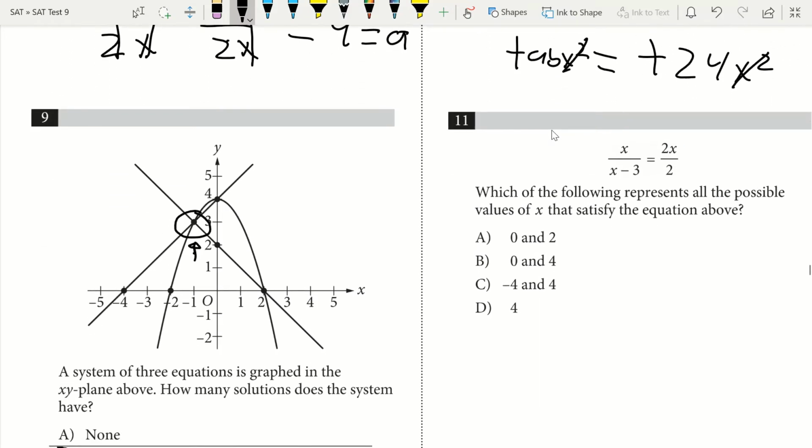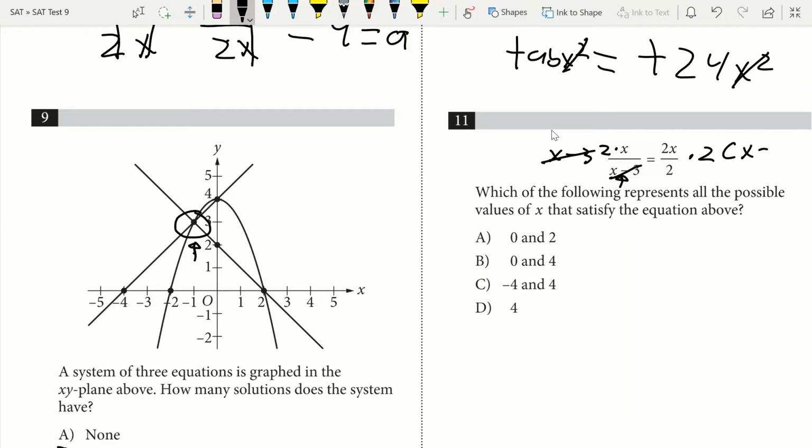Question 11. Which of the following represents all the possible values of x that satisfy the equation above? Alright, so what I'm going to do here is multiply by x minus 3, because that's what is in my denominator right here. When I do that, my x minus 3 here and here are going to cancel. Right, so my x minus 3's cancel, I'm left with x on my left side, and on my other side, I also will then multiply by 2 to get rid of this denominator.